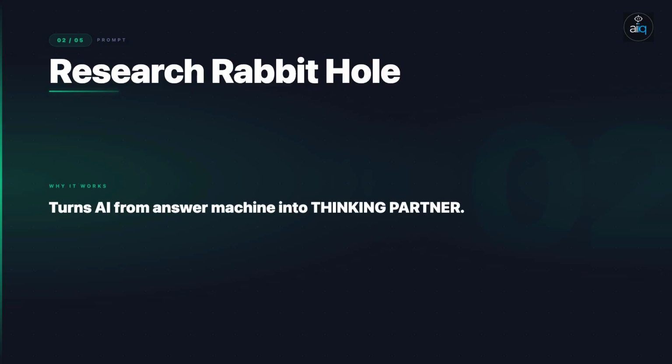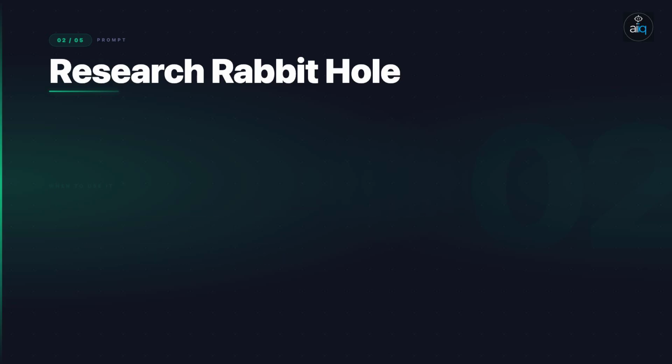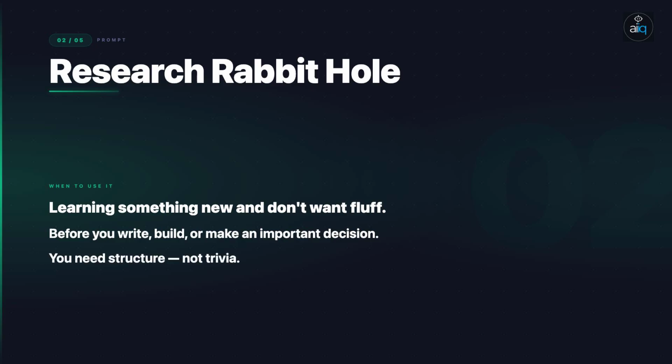Why it works? This prompt turns AI from an answer machine into a thinking partner. Instead of just getting facts, you get a framework for understanding something complex. It's designed so you don't end up with surface-level knowledge. When to use it? When you're learning about something new and you don't want to waste time on fluff. You need the actual structure of the topic, not just trivia. This works before you write, before you build something, or before you make an important decision.